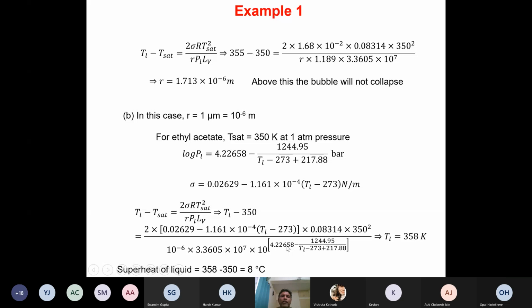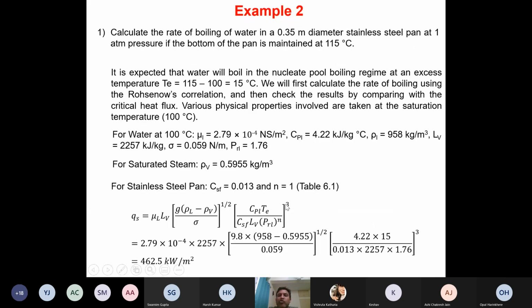Okay. So let us look at another problem. Now this problem is an unsolved problem. Okay, this is not solved in the book. So what is asked here is: calculate the rate of boiling of water in a 0.35 meter diameter stainless steel pan at 1 atmospheric pressure if the bottom of the pan is maintained at 115 degrees Celsius.